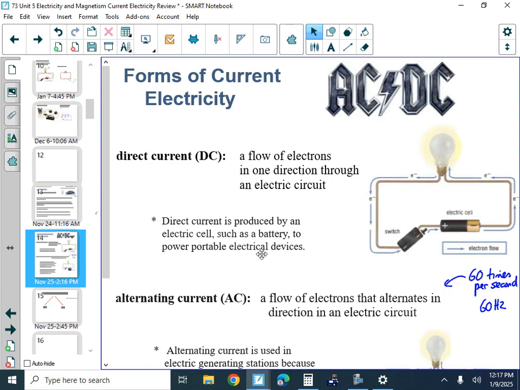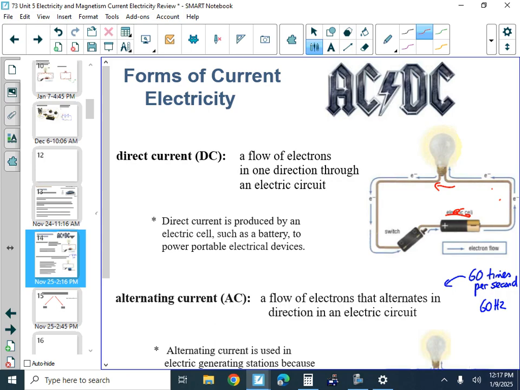So, forms of electricity. Electricity can be alternating current or direct current. With direct current, electrons are just going around and around, all in the same direction. And with alternating current, they go back and forth, back and forth. If you're literally thinking about electrons picking up energy as they go through here, they pick up energy and then they go through and deliver energy.